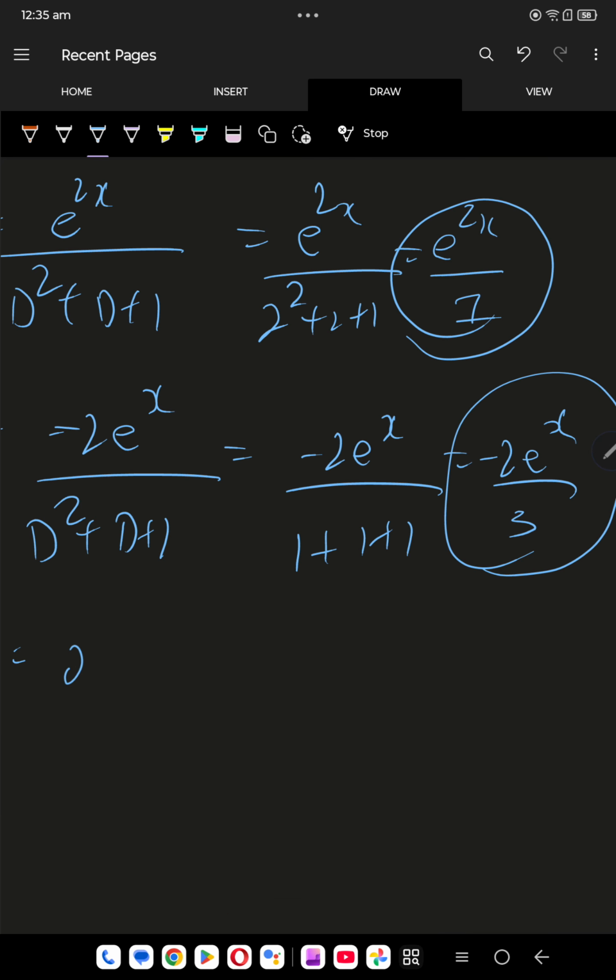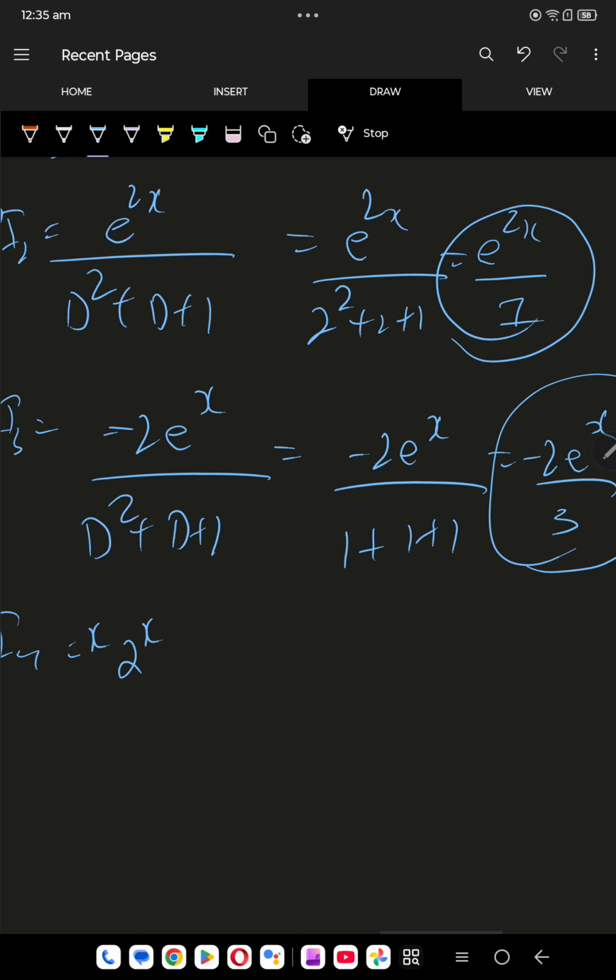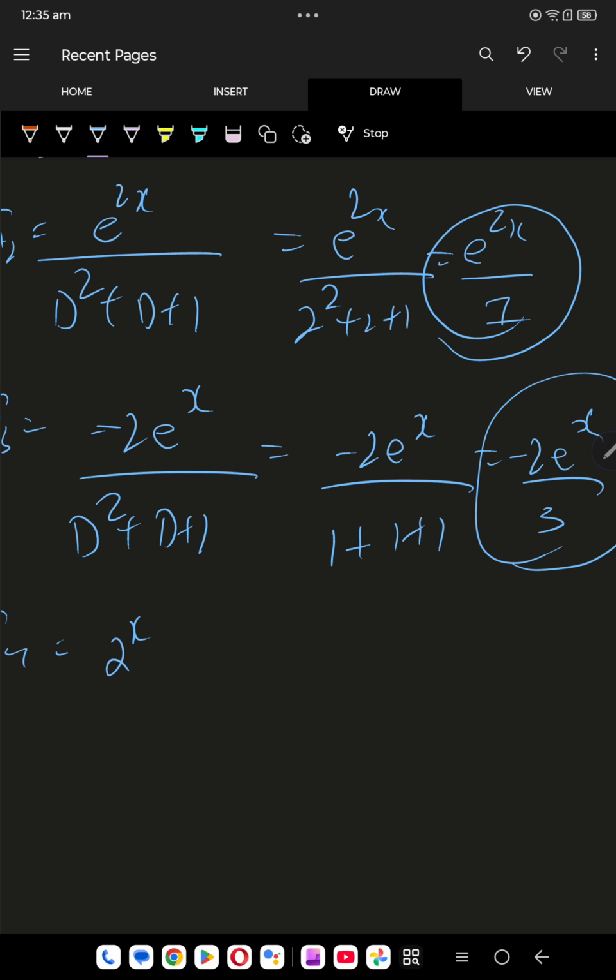Next, PI4, the 2 power x term. I told you how to write this 2 power x. It does not have any e power. First it's important to identify what kind of question it is, because for e power the form is different, for polynomial a different form, for sine and cos another. We'll see those in upcoming videos. Now we're focusing on e power, so convert it into e power. How are we going to do that? e power log 2 power x, right?